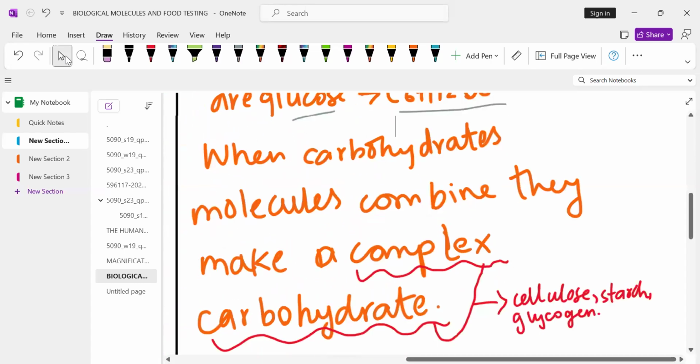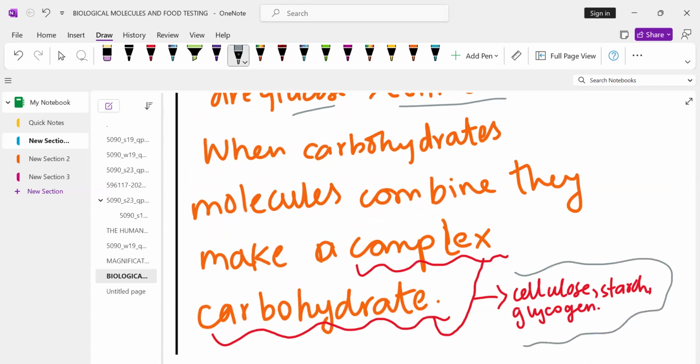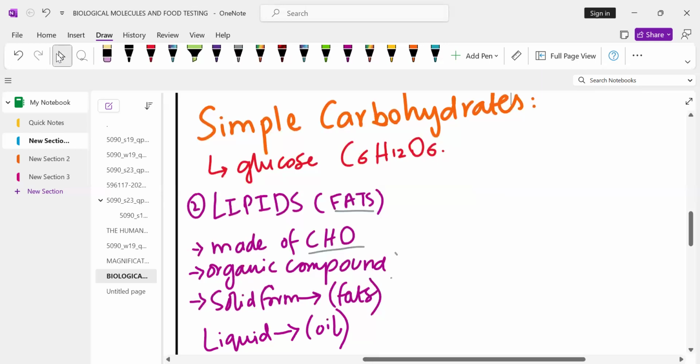When carbohydrate molecules combine together, they form complex carbohydrates such as cellulose, starch, and glycogen. I hope you are familiar with these names: starch, glycogen, and cellulose. They are complex carbohydrates formed when simple carbohydrate molecules combine together. The simple carbohydrate is glucose, which is C6H12O6.